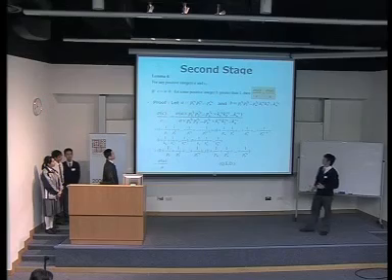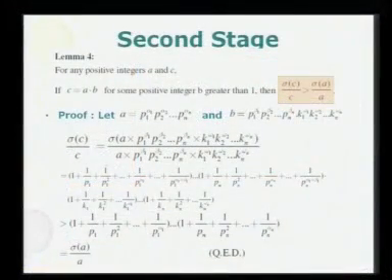For any positive integers a and c, where c is equal to a times b for some b greater than 2, then c and a satisfy this inequality. First, we let a be the product of its prime factors and b be the product of its prime factors too, where k is the prime factors of b relatively prime to a. Then, by the property of the sigma function, we can break down sigma c over c into this form. And as this one is greater than 1, and this is greater than this one, we can conclude that sigma c over c is greater than sigma a over a.